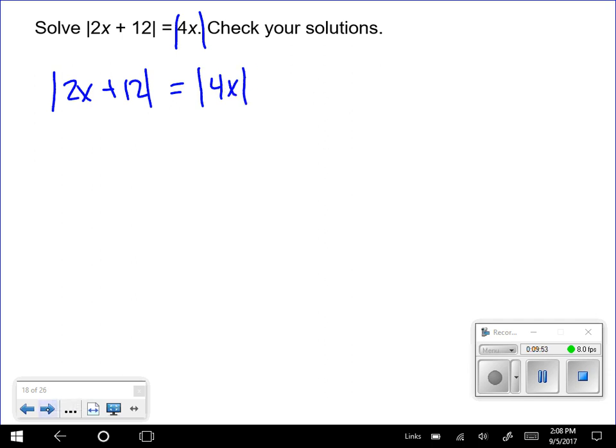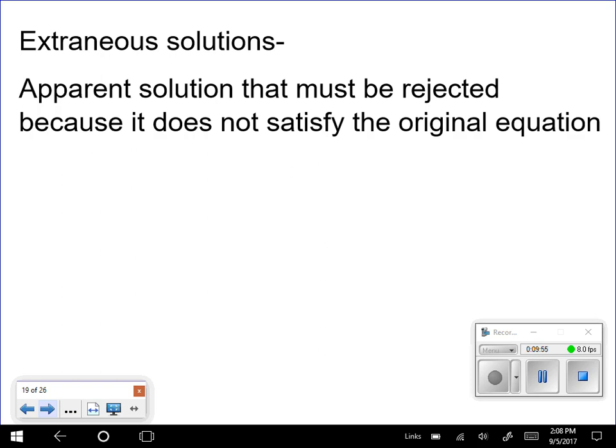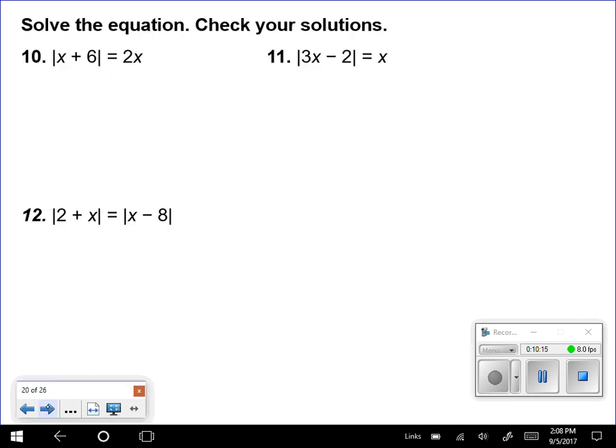Now we're going to go ahead and talk about extraneous solutions. So an extraneous solution is a solution that you get that doesn't actually end up satisfying, is a word we can use, the actual equation. So I'm going to give you an example of what that looks like. Here we go. So if we look at number 10 here, we have the absolute value of x plus 6 equals 2x. Okay, so just like we've done, we're going to separate it into two parts. It's an absolute value, so I have 2x here, and then I have equals negative 2x.